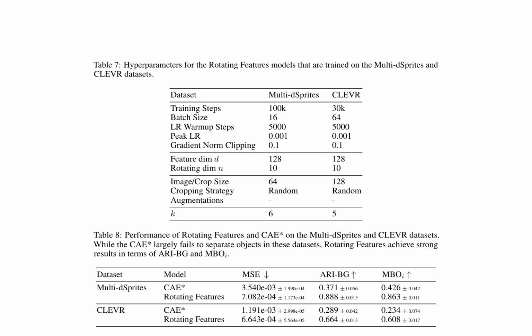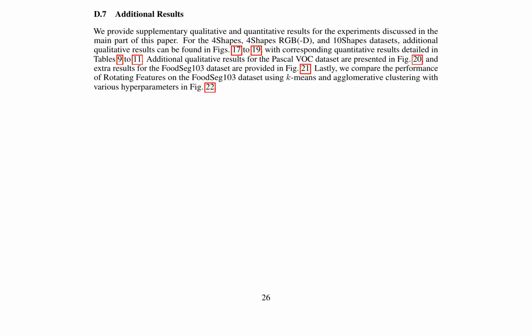Both datasets employ a gradient norm clipping of 0.1, feature dimension of 128, rotating dimension of 10, image crop size of 64 and 128 respectively, random cropping strategy, no augmentations, and K equals 6 for multi-dSprites and K equals 5 for CLEVR. Table 8 compares the performance of the rotating features and CAE models on the multi-dSprites and CLEVR datasets, using metrics such as mean squared error, MSE, adjusted rand index with background, ARIBG, and mean boundary overlap, MBOI. The rotating features model outperforms the CAE model in both datasets, achieving lower MSE and higher ARIBG and MBOI scores.